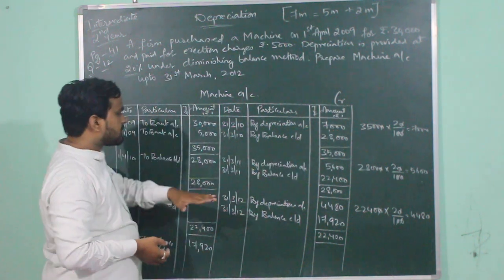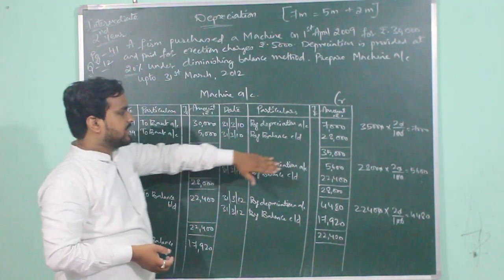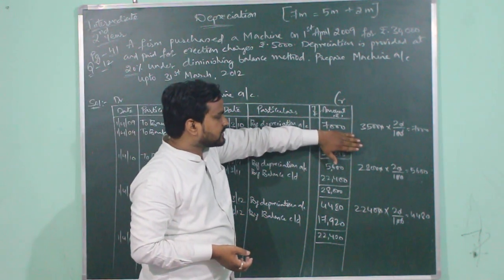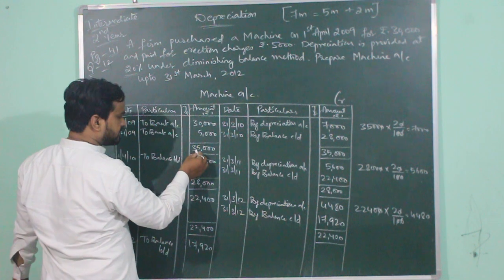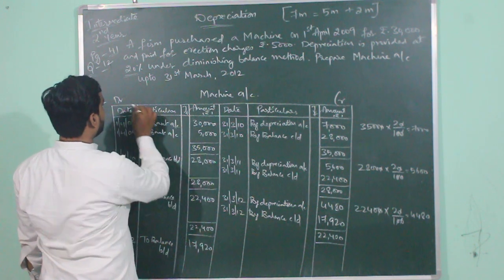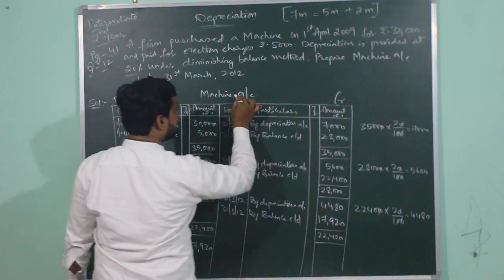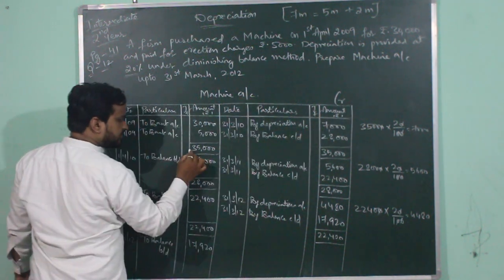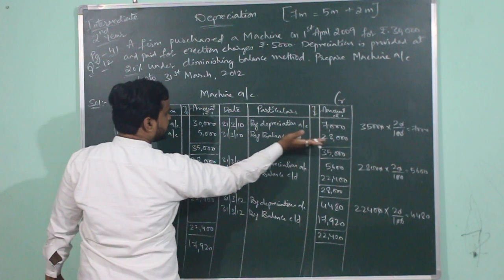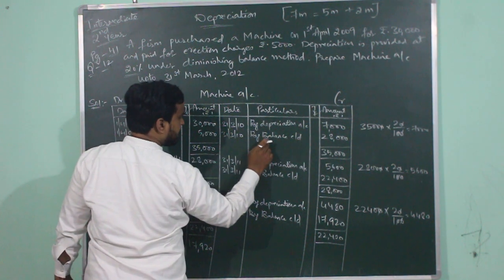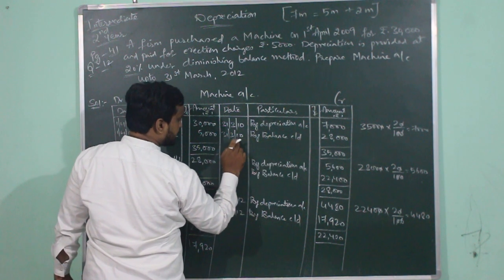Now how do we balance the account? Here the total is 35,000, whereas here the total is only 7,000. So what is the highest value? 35,000. So 35,000 will be recorded on the debit side of the machine account, as well as 35,000 on the credit side. Now subtracting 7,000 from 35,000, the value left is 28,000, which is written as by balance carried down on 31st March 2010.